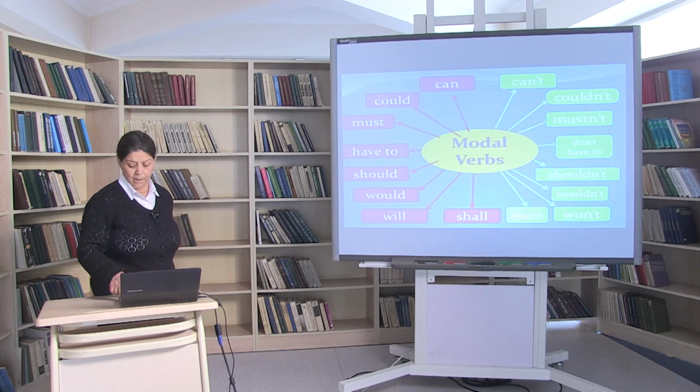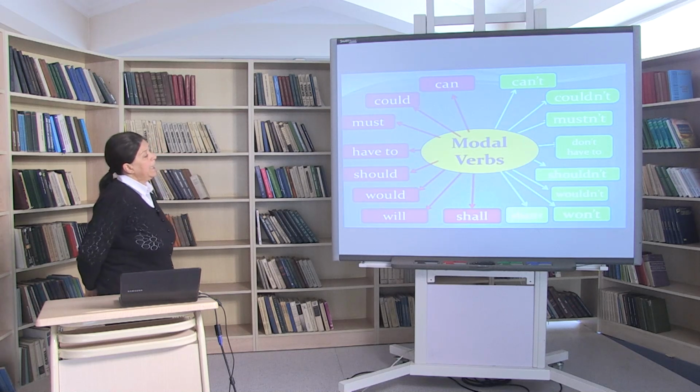Can is the main modal verb in the English language. Can is used to express physical and mental ability in English. For example, I can speak English. In interrogative form, it is used by means of inversion. Can I speak English? In negative form, I cannot speak English. Can is used to denote mental ability too.